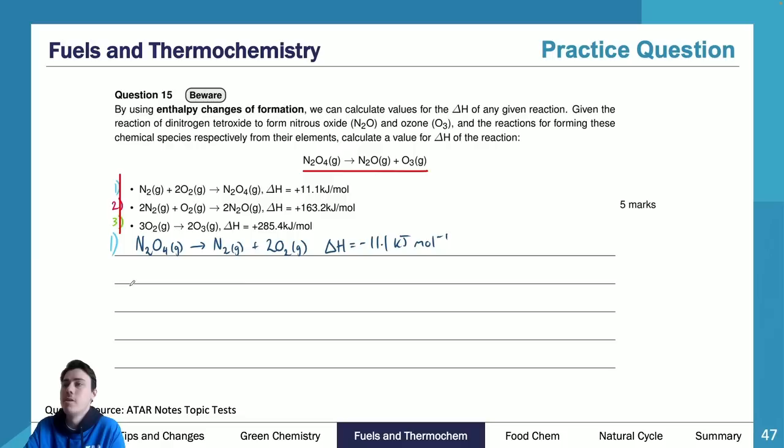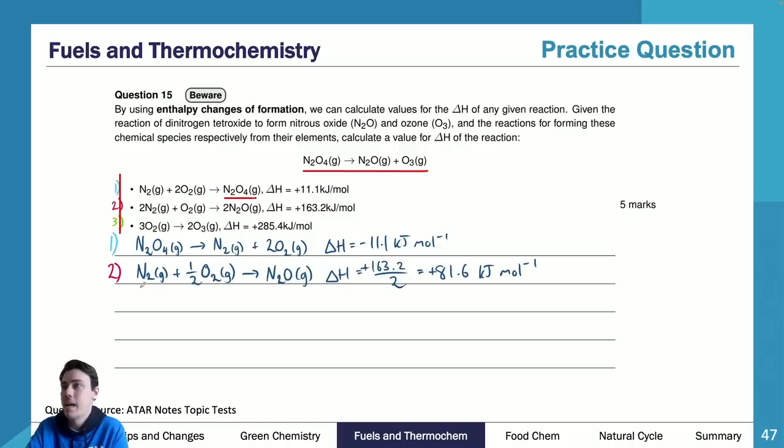So wanting it on the left side, I flipped this equation. I flipped this delta H. I wanted this N2O gas to be a singular. Now, I know that this breaks a lot of rules that I mentioned before, but for the meantime, we're going to get rid of this oxygen.